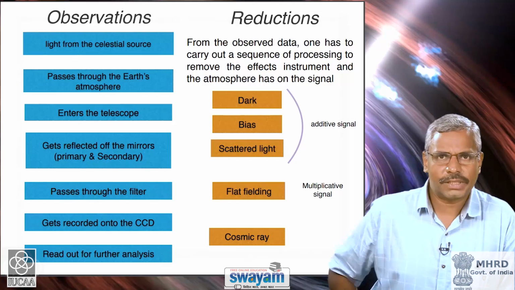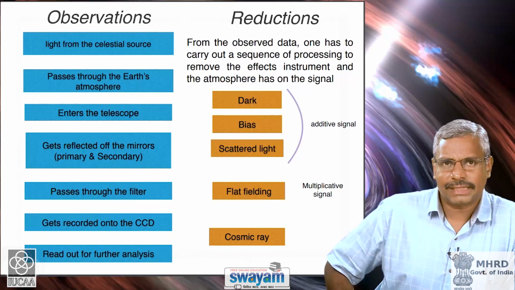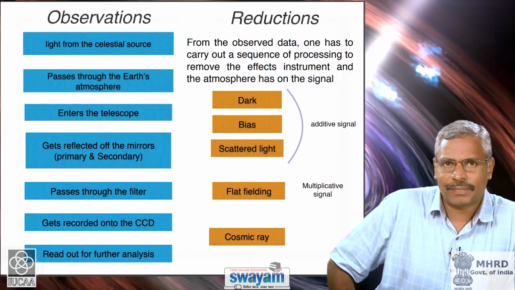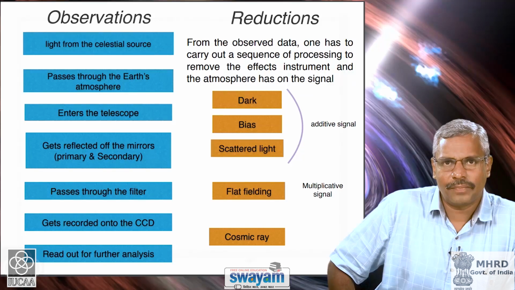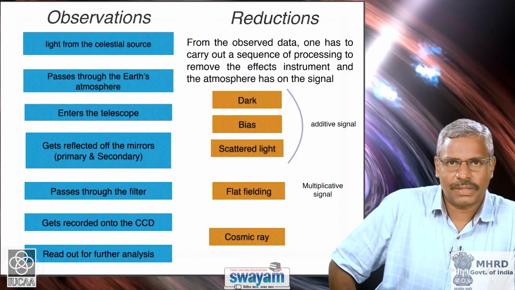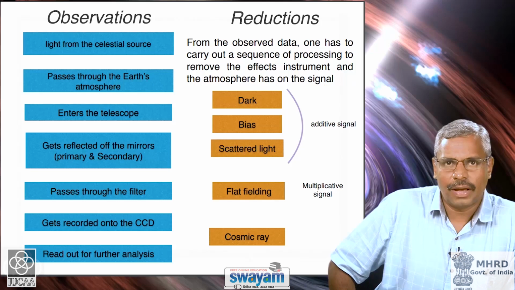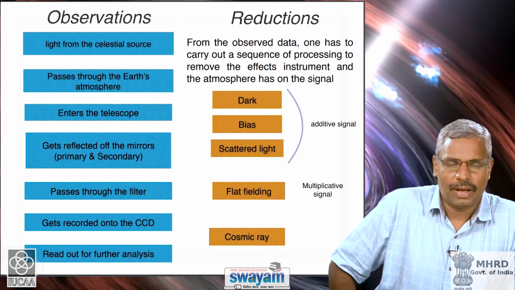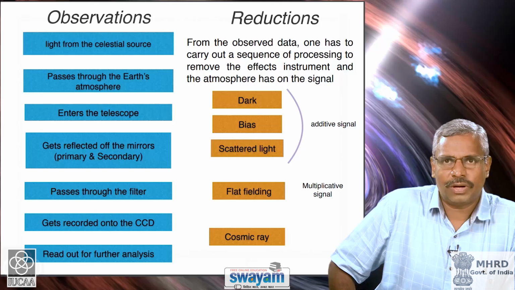So, what do you do in observations? In the case of observations, we basically collect the light from the celestial source, and the light from the celestial source passes through the Earth's atmosphere. After passing through the Earth's atmosphere, it enters the telescope, it gets reflected off the mirrors, primary as well as secondary. It then passes through the filter, and finally, it gets recorded on the CCD devices, and the data recorded are then used for further analysis.